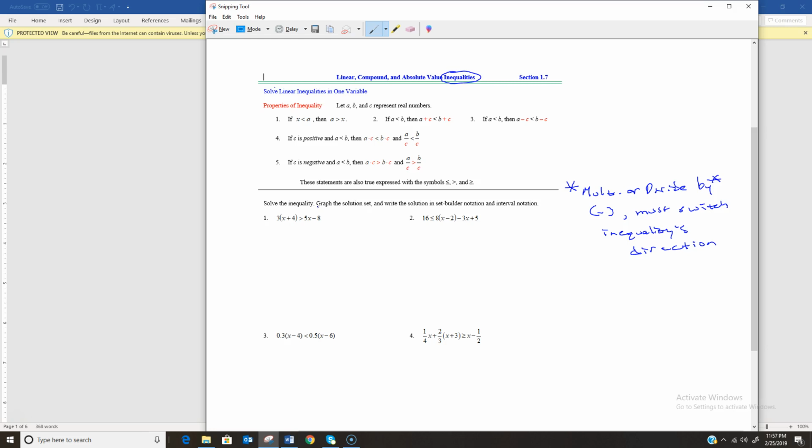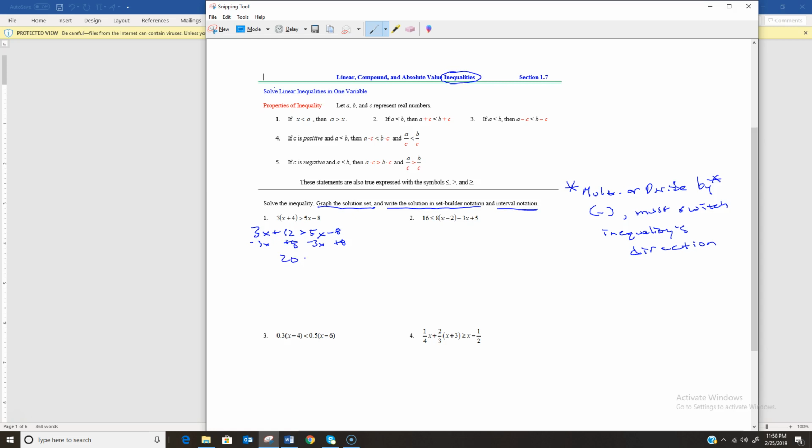Notice on these they say to graph the solution set and also to write the solution in set builder notation and interval notation. So we've got to make sure we get all those steps in as we do these problems. So on this problem, we are going to first distribute, just like we would if it was an equation. So 3x plus 12 is greater than 5x minus 8. We're going to move things to their respective sides so we have the variable on one side, the number on the other. So I'm going to subtract 3x from both sides and add 8.